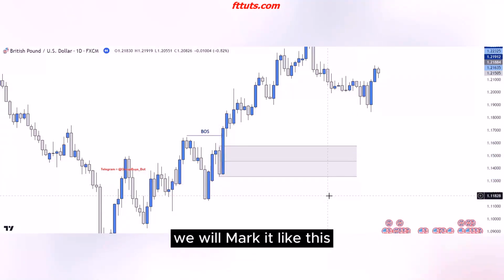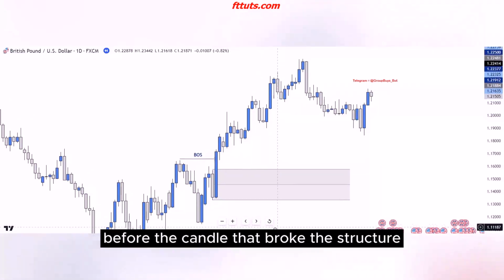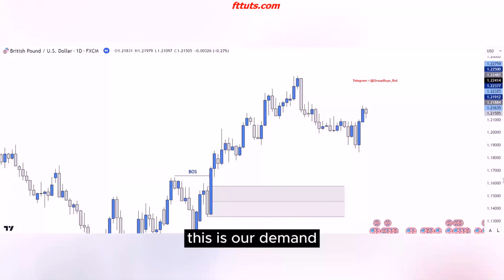This is where the buyers took control. We will mark it like this. This is the last candle before the candle that broke the structure. This is our demand.